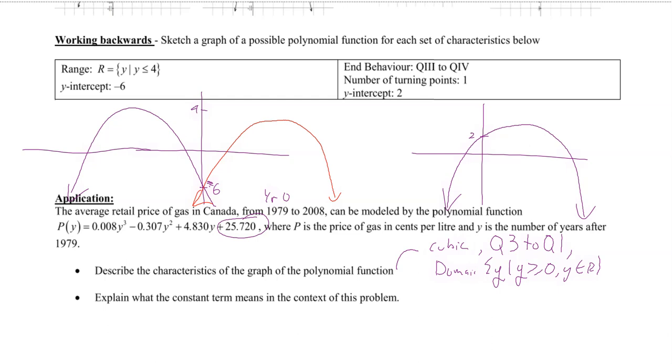What's the constant term in this context? Price of gas in 1979, right? So 1979 is year zero. Put a zero in here. That's gone, that's gone, that's gone. And all we're left with is this. So it would mean gas was 25.720 cents per liter in 1979.